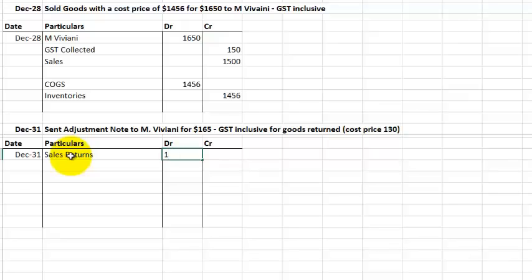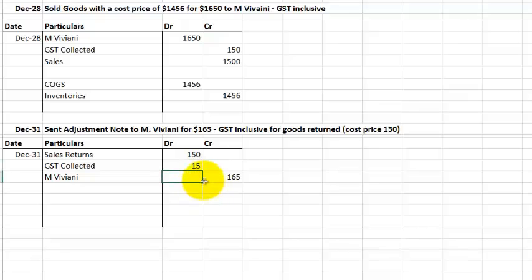Oops, made a mistake already here, because what I've forgotten is the GST component. There we are. Now, M. Viviani returned $165 worth of stuff. I'm just going to put that in, okay, to make it more obvious. 11th of that is 15, which is the GST component.